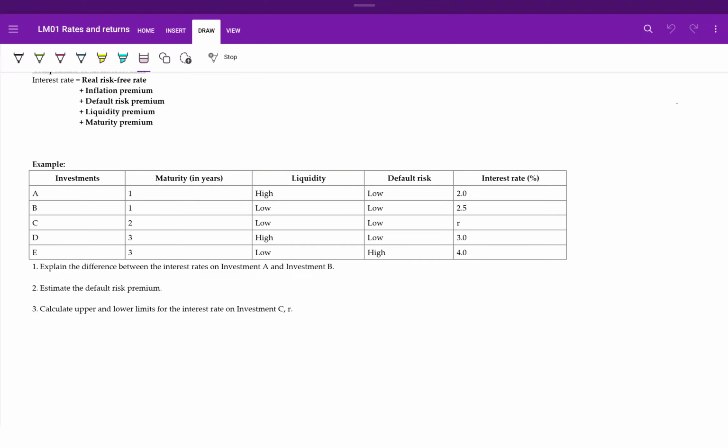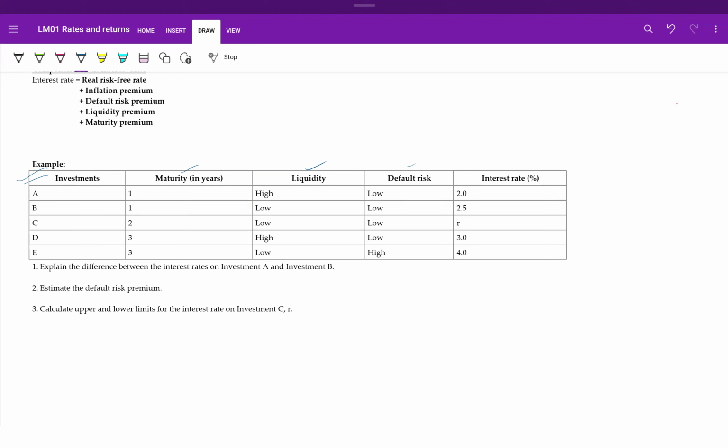So let's do an example so that we have a better understanding of what we have discussed as of now. There are five situations, five investments here. We have five investments. The maturity and the liquidity, along with the default risk, and all these situations are actually the interest rate. These have formed the interest rate for these conditions.